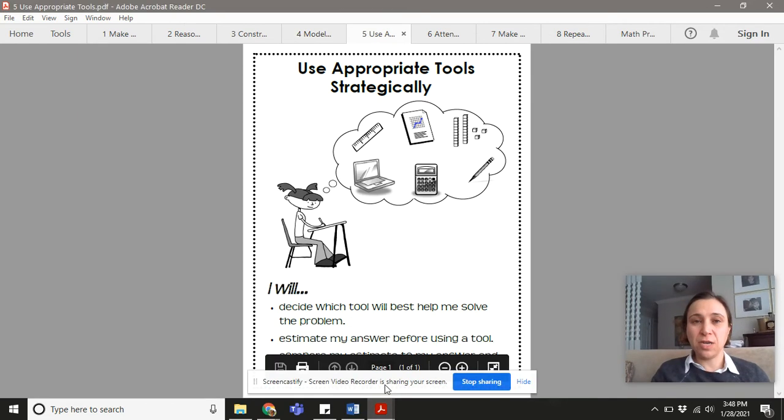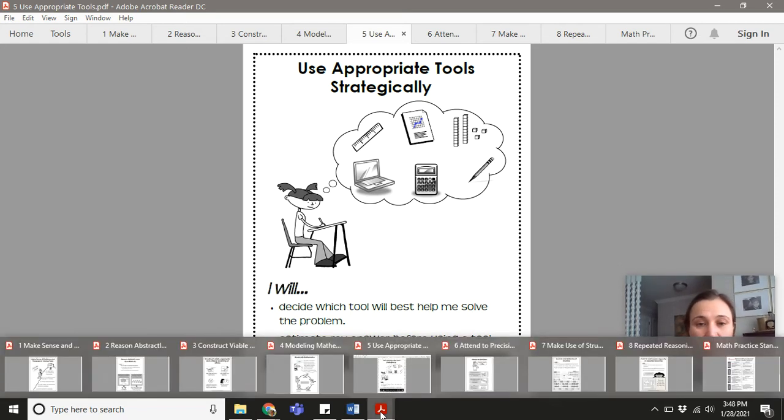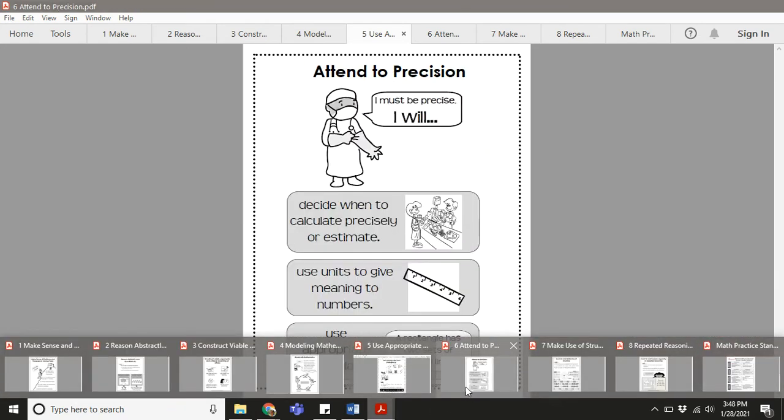Practice standard number 5 is using appropriate tools strategically. I know what tools are available to me, and I can select the best tool to use for the situation. I also can make estimates about what answer I think I will get using that tool, and then check to see if my answers are reasonable based on my estimates.